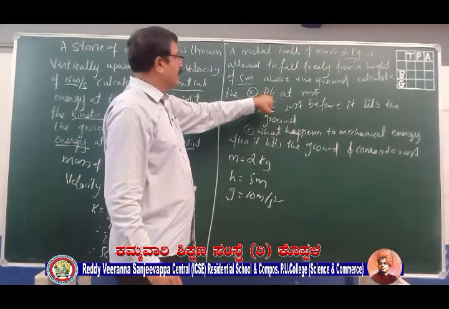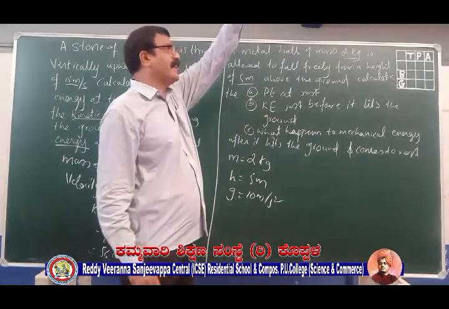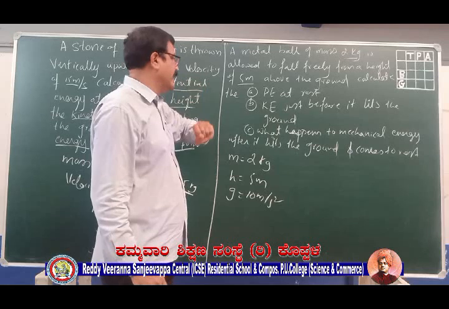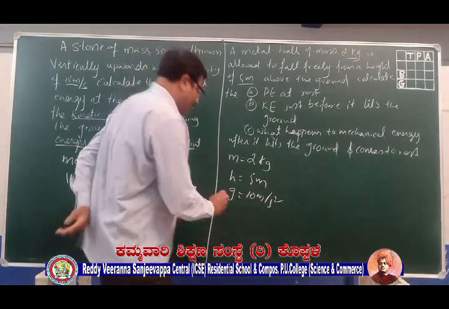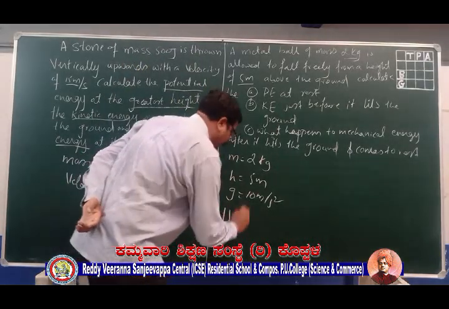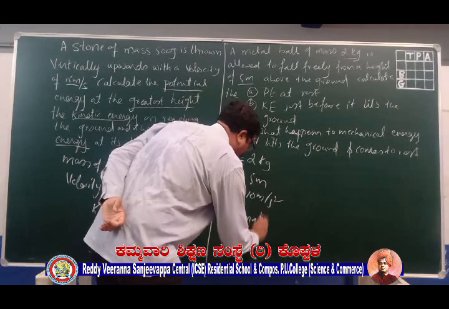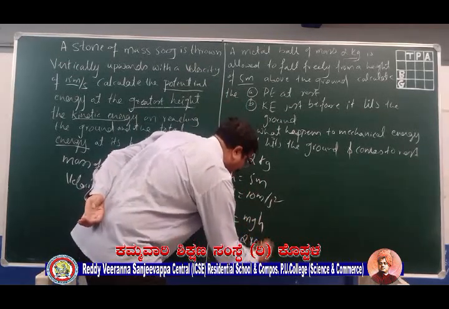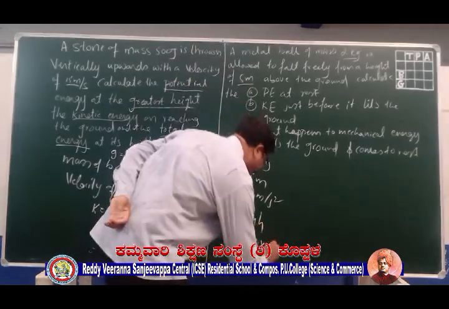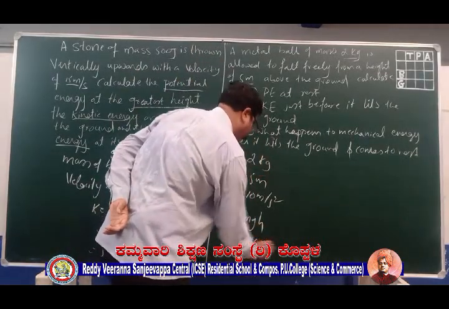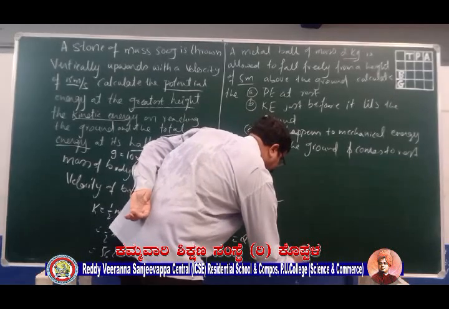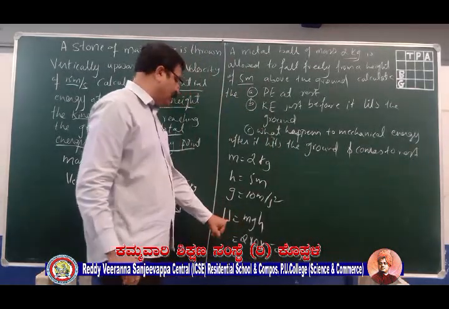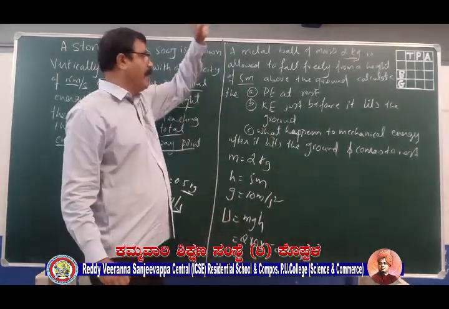The first question is the potential energy at rest. When it is at rest at the maximum height, he is asking what the potential energy will be. So let me calculate the potential energy first. The formula is mgh, and we have 2 into 10 into 5. That is 100 joule. So 100 joule will be the potential energy at the maximum point.